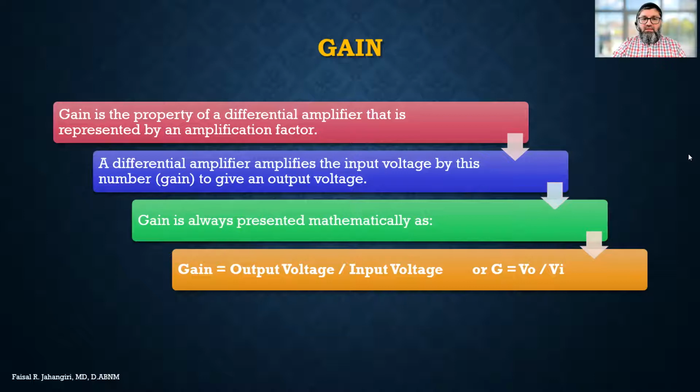So what is gain? Gain is the property of a differential amplifier, expressed by the amplification factor. A differential amplifier amplifies the input voltage by this number, the gain, to produce an output. Gain is always presented mathematically as gain equals output voltage over input voltage. So that's the formula we should remember.